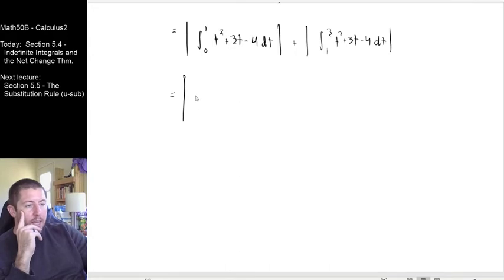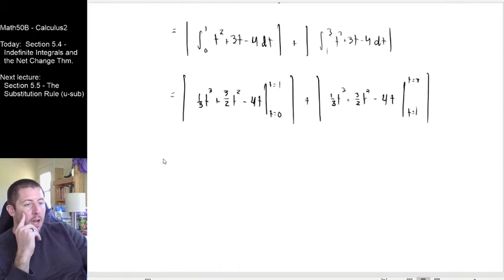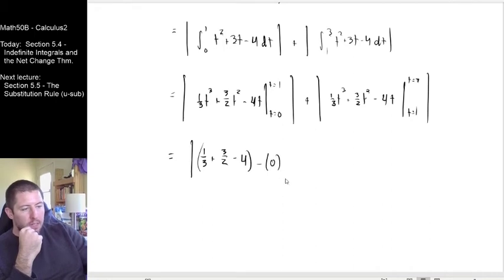So what I'm seeing here is we're going to get 1/3 t cubed plus 3/2 t squared minus 4t, evaluated from t equals 0 to t equals 1. We're taking the absolute value of all that. Similarly here, same thing: 1/3 t cubed plus 3/2 t squared minus 4t, evaluated from t equals 1 to t equals 3. This is one of the easier ones because these bounds of 0 and 1 are really nice. When we plug in 0, the whole thing goes to 0. When we plug in 1, we just keep the coefficients. So this is just going to end up being 1/3 plus 3/2 minus 4, that's one chunk, minus 0 for the second chunk.